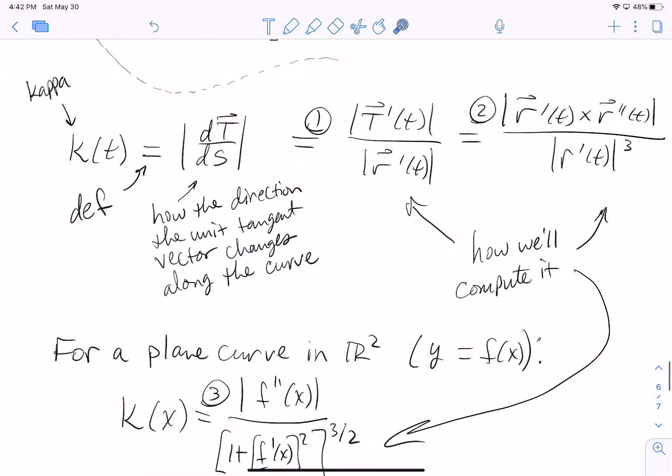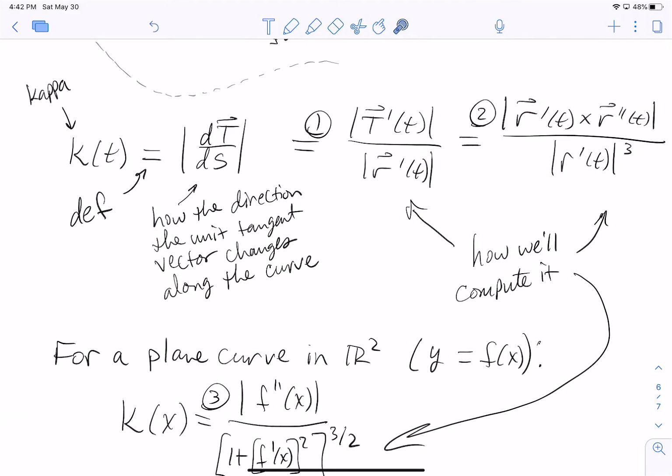To see where the second expression comes from, the one with the cross product of r prime and r double prime, we're going to start with what T, the unit tangent vector, represents. I'm going to drop the parameter t. You know that it's T of t, but it's easier to write all this without that.